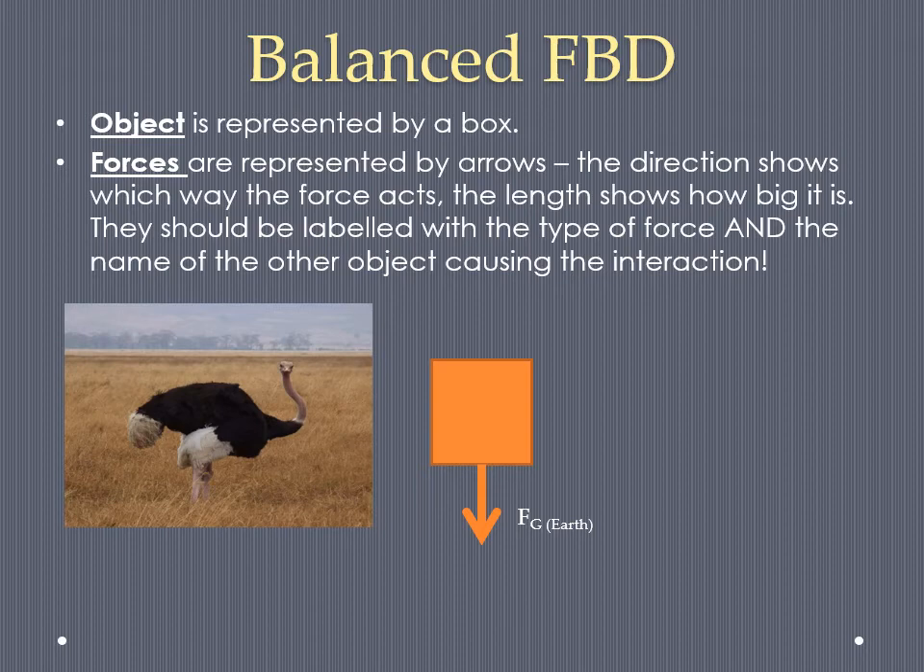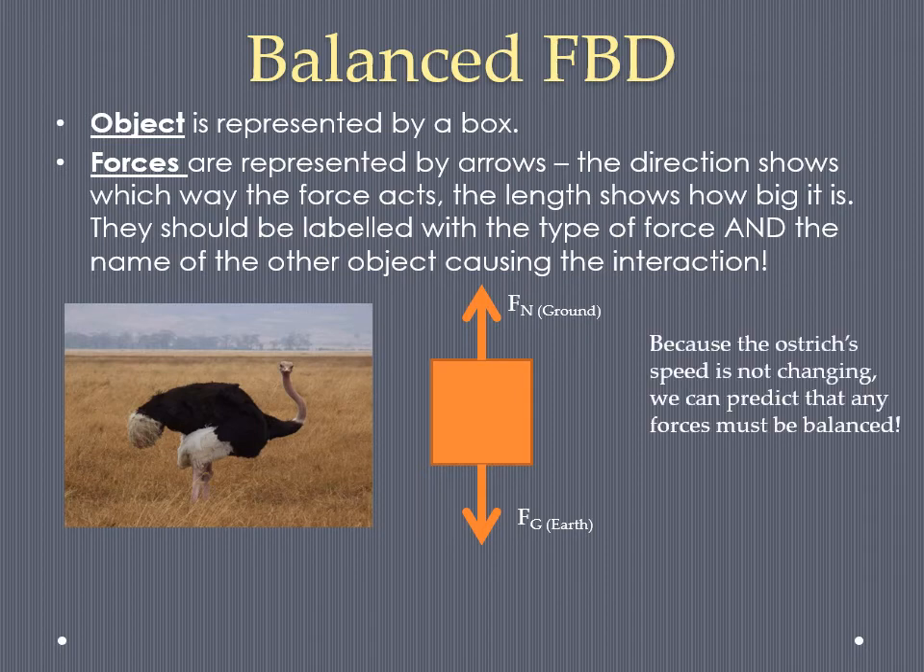Now if I think about the ostrich, the only other force acting on that ostrich right now is the ground that's pushing up on it. And that is an object in contact force, which means it's a normal force. So I would label that Fn for a normal force caused by the ground.